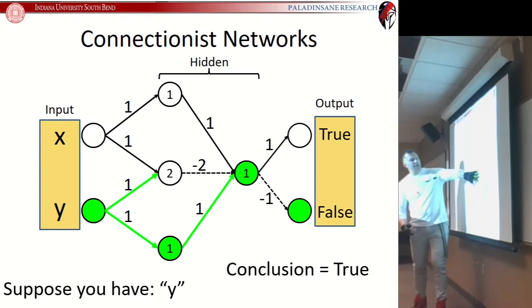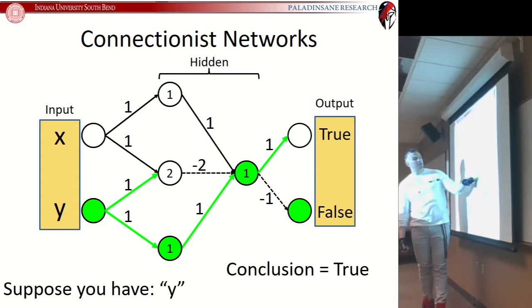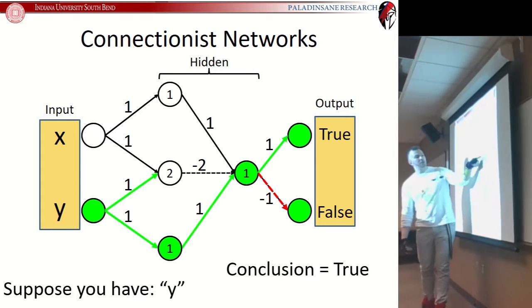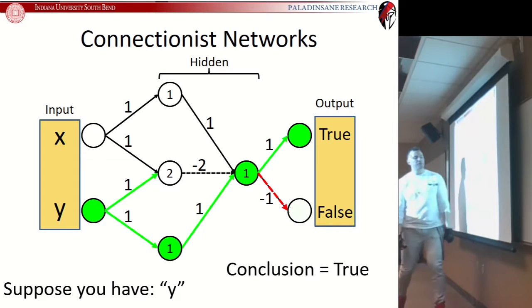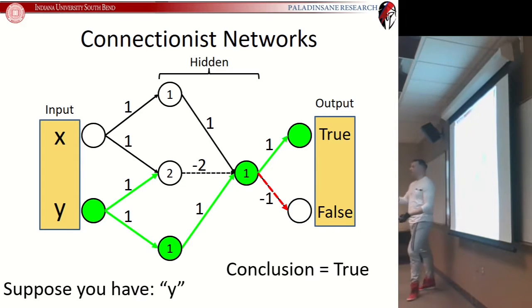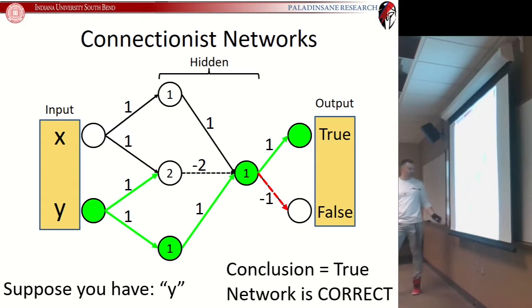And then once again, it sends out its signal +1 to the true unit, -1 to the false unit, turns on the true unit, turns off the false unit. And once again, we have the network deciding that the conclusion is true. And once again, the network is correct. So that was for when you have y.